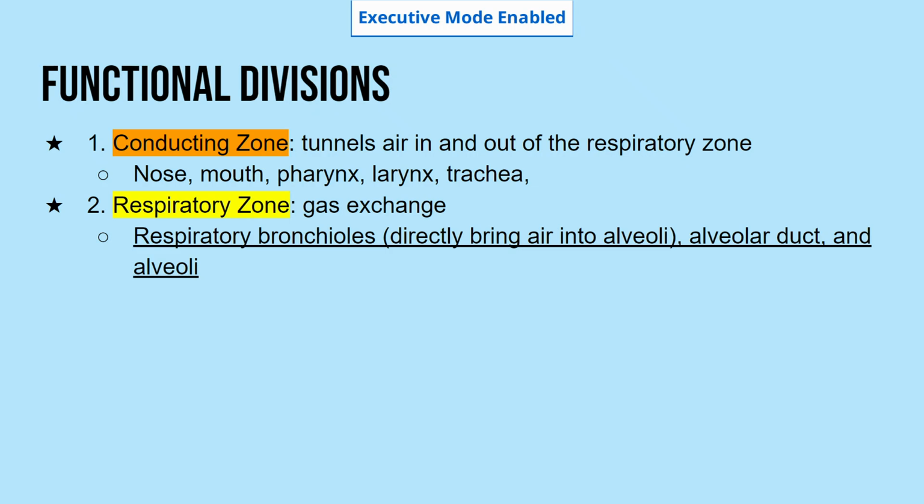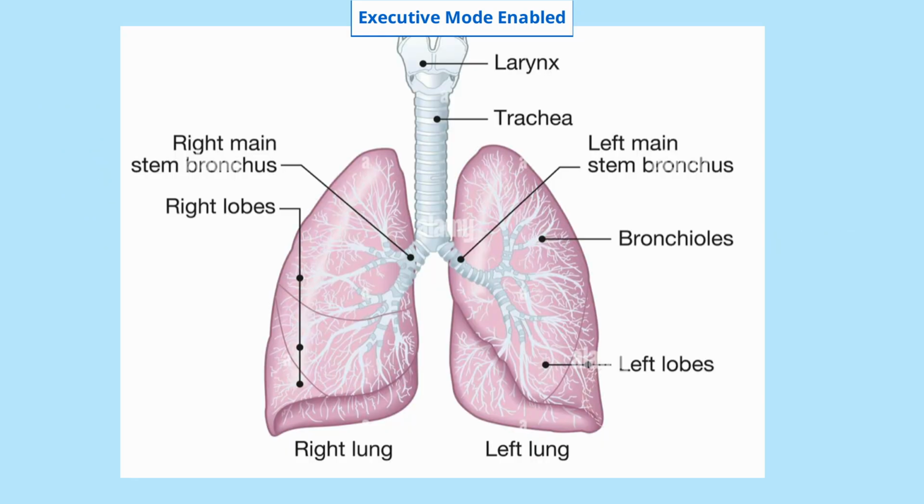So here's what I touched upon on the last slide. The conducting zone are just tunnels that allow air in and out of the respiratory zone. And the respiratory zone is where gas exchange occurs. And this includes the respiratory bronchioles too, and the alveolar duct and the alveoli. So here's just a visual. You can see the trachea dividing into the bronchi, which then divide into the bronchioles, into the alveoli.